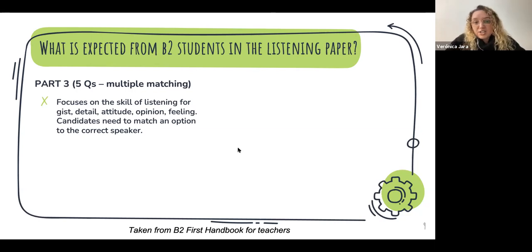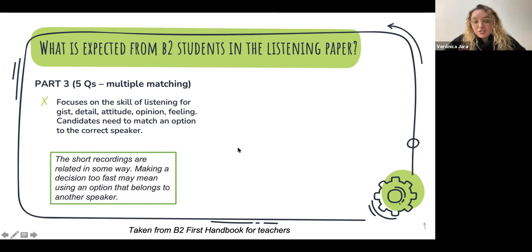What's the main challenge here? First of all, that the recordings are all related in some way. So it's not that they are talking about completely different things. And sometimes they make a decision too fast and use up an option that belongs to another speaker, and then they forget about that one, right? And that's also a problem that sometimes they have.